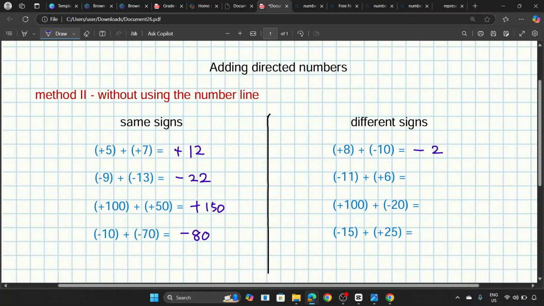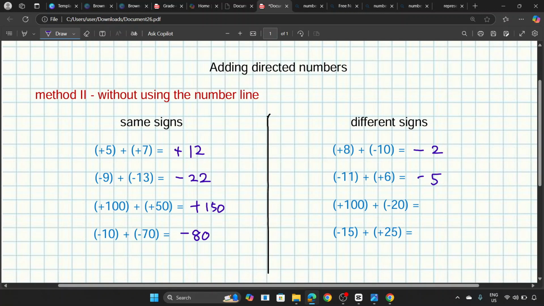Okay. Second question, negative 11 plus positive 6. Signs are different, negative and positive. So we have to select the largest number's sign. In here, again, the largest number is 11. So the sign is again going to be negative. Right. Now, do we subtract or do we add these numbers? Yes, we do not add because the signs are different. We have to subtract the smaller number from the bigger number. Then we have to subtract 6 from 11. The answer is 5. Final answer is negative 5.